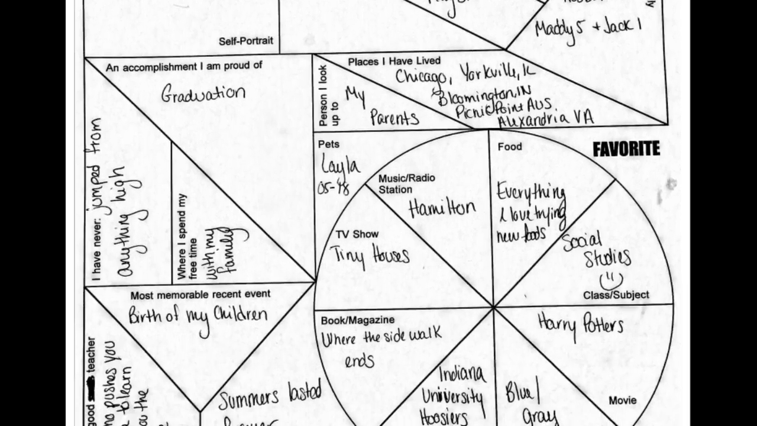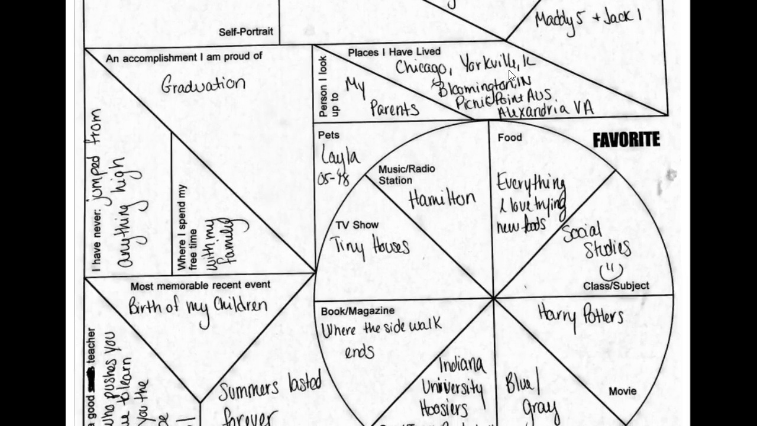Places that I have lived. I grew up in a small town outside of Chicago called Yorkville, Illinois. I went to Bloomington, Indiana for college. I did a study abroad program and lived in Australia for a little while. And then moved into Chicago and lived in the city for 7 years and taught in Chicago public schools for 7 years before moving to Alexandria, where I currently live now.